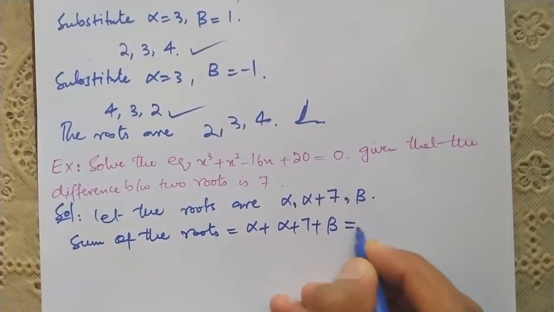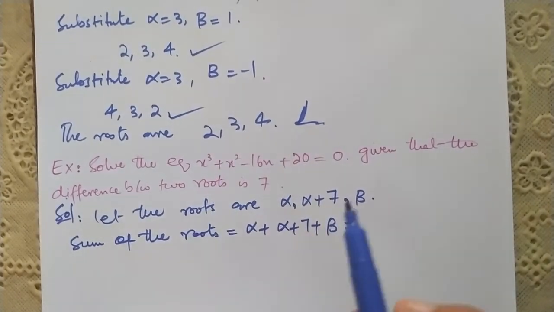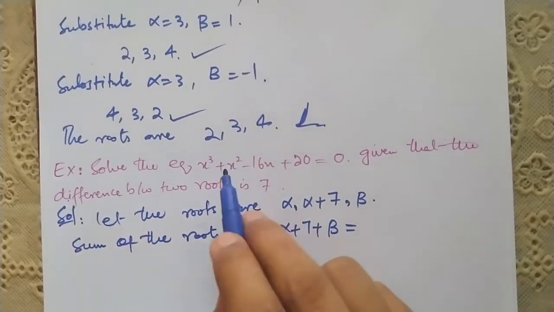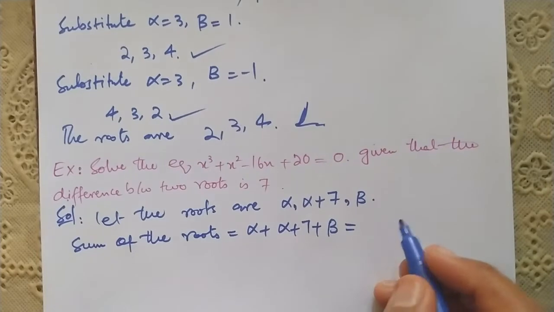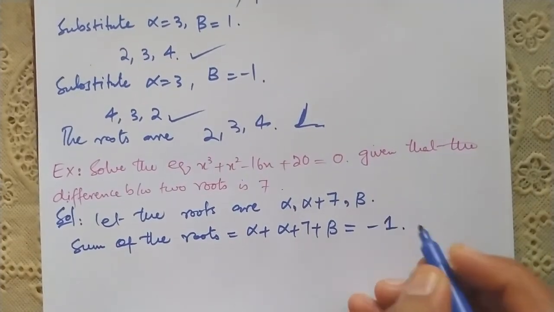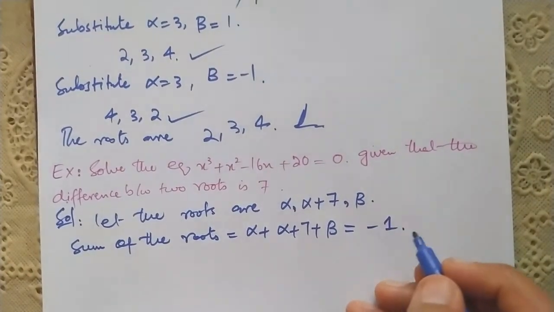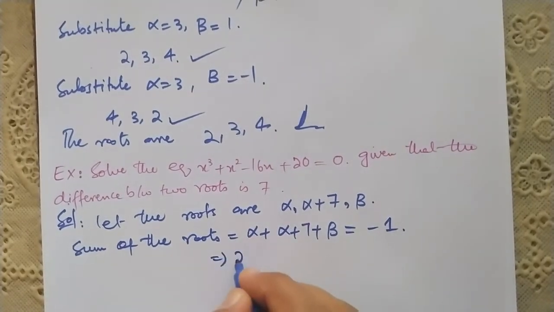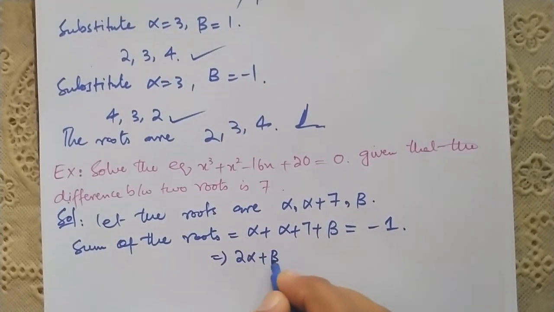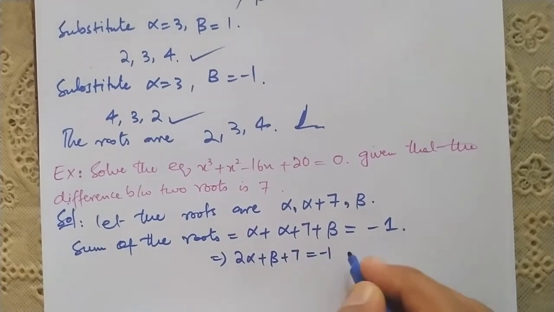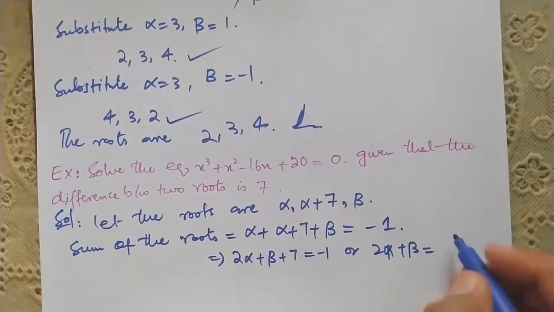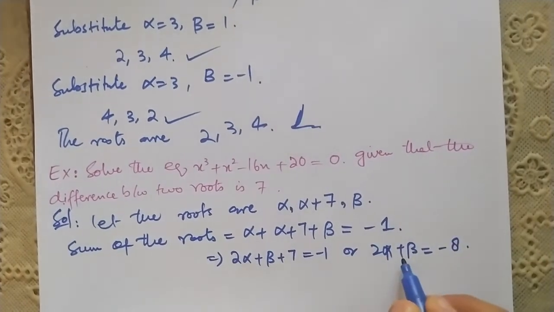And you know, from the relations that we have derived, the sum of the roots in this case will be equal to minus 1. You can verify. And when you simplify this, you will get 2 alpha plus beta plus 7 is equal to minus 1, or 2 alpha plus beta is equal to minus 8. 2 alpha plus beta is equal to minus 8.